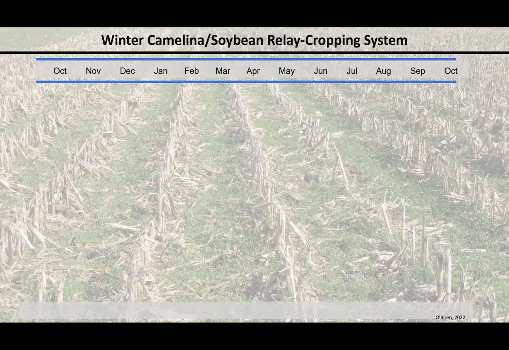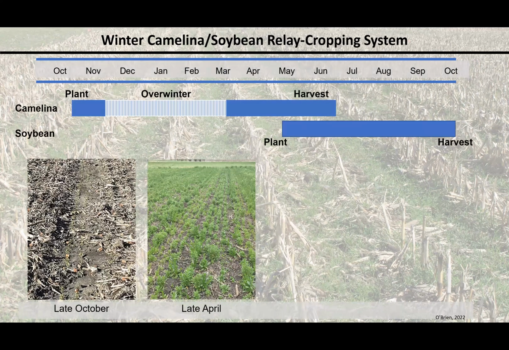So the Camellina then. Here we go. I guess I ran ahead a little bit here, but that's okay. So the Camellina, we plant that in October after the corn harvest. It overwinters and then it grows into the spring, and we harvest it in late June or so. So you can see a shot here. I don't know if you can see this very well, but there are some small Camellina plants in here, there's a row of them that's hard to see, but they are growing in late October. So they emerge and start growing. Then they overwinter.